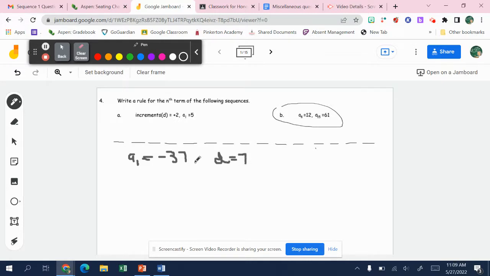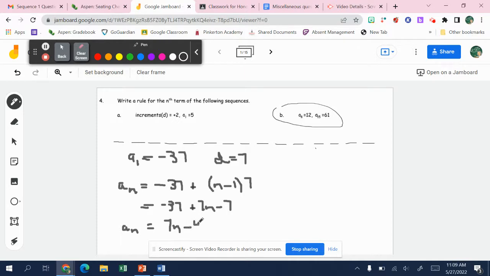And now we can go ahead and write our rule. So AN will stay AN. A1 is negative 37 plus N minus 1. Well, again, N is going to stay N, and my D is 7. Now I just have to simplify this. This will be minus 37 plus 7N minus 7. And I'll have AN is 7N minus 44. And now I have written my rule.